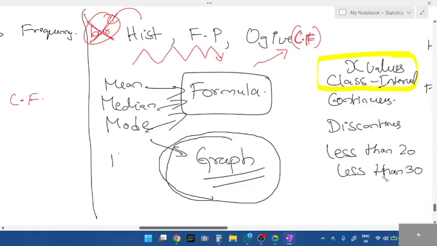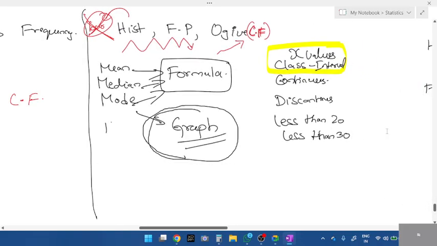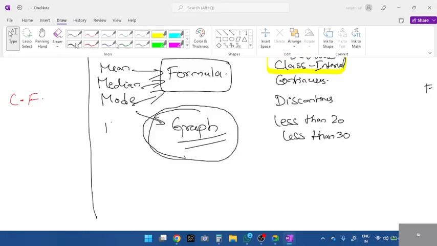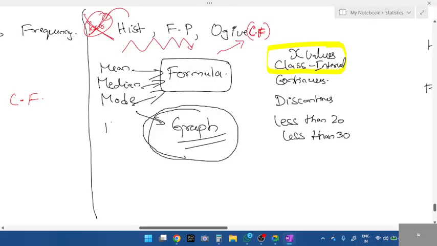Is it clear? All of you understood? X value. Y value is this, students. Y value depends on frequency, cumulative frequency. You have only two types of Y value. Remember, Y value is always frequency, cumulative frequency. X value is continuous, discontinuous, less than, greater than.